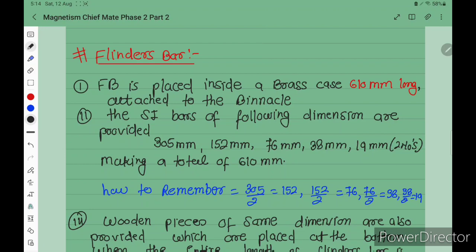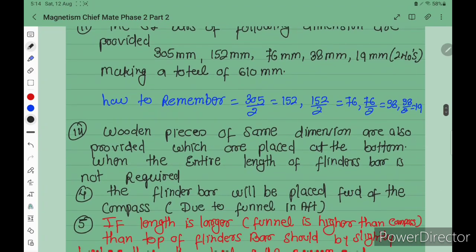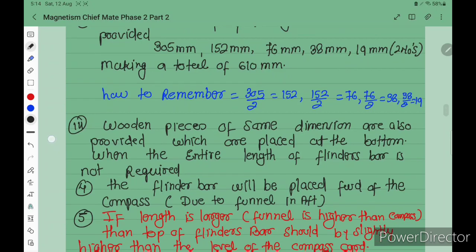And we are going to divide by 2. And the 19 mm rod, we have to place 2. Total is 610. So wooden pieces of the same dimension are also provided, which are placed at the bottom when the entire length of the Flinders bar is not required. So if your Flinders bar is not required, we have to put wooden pieces.